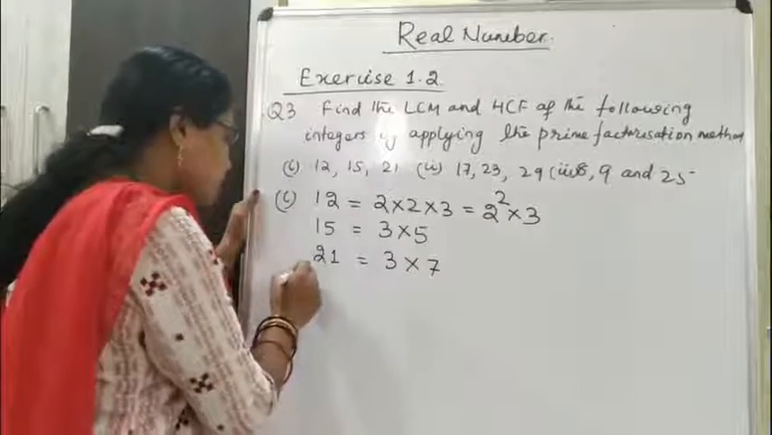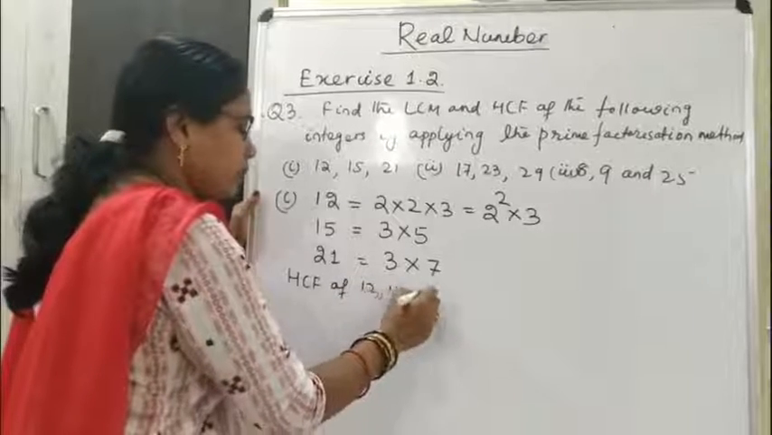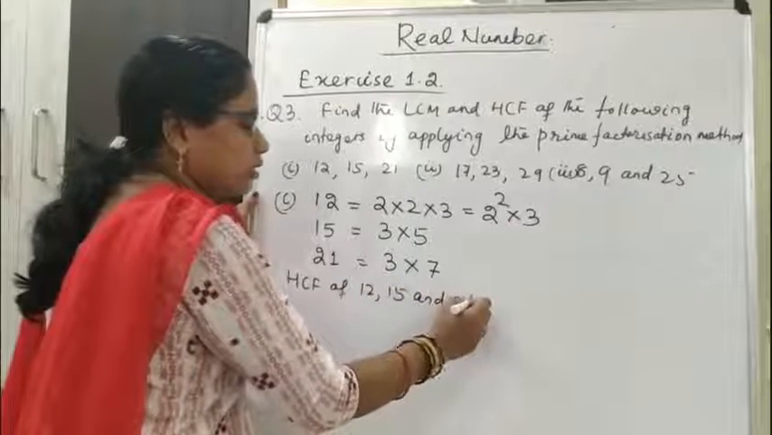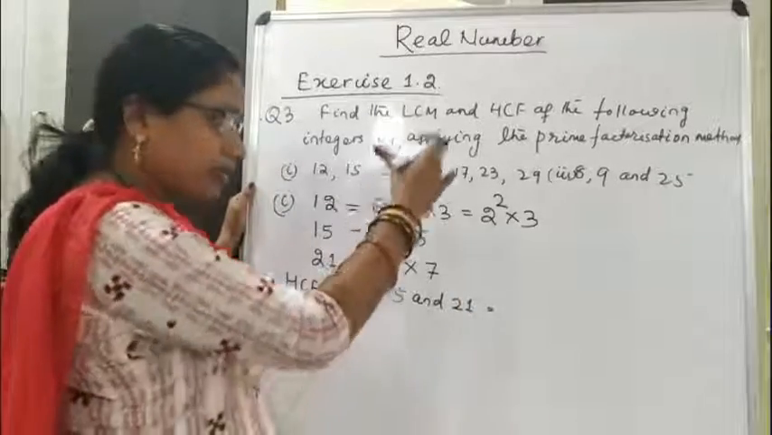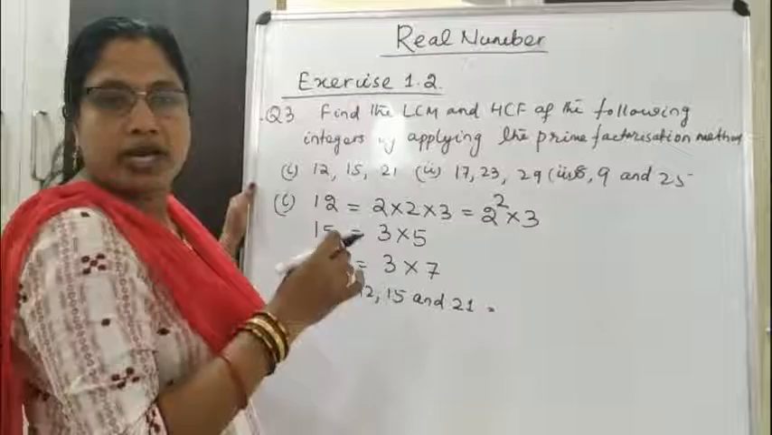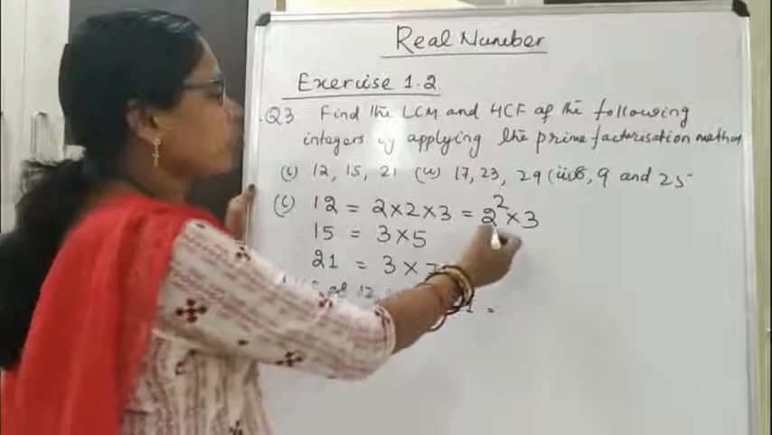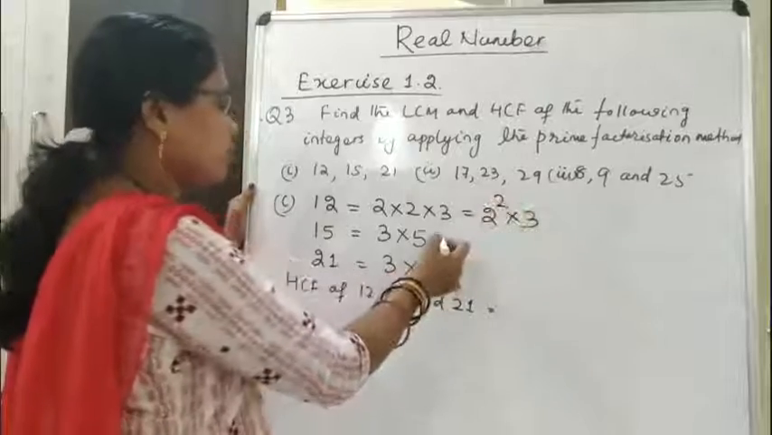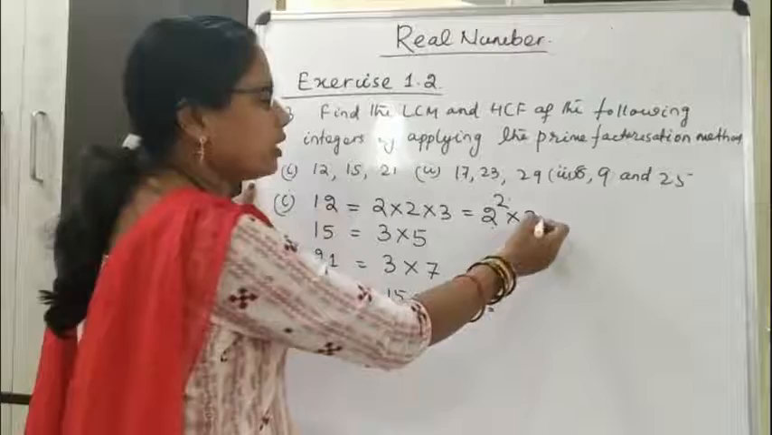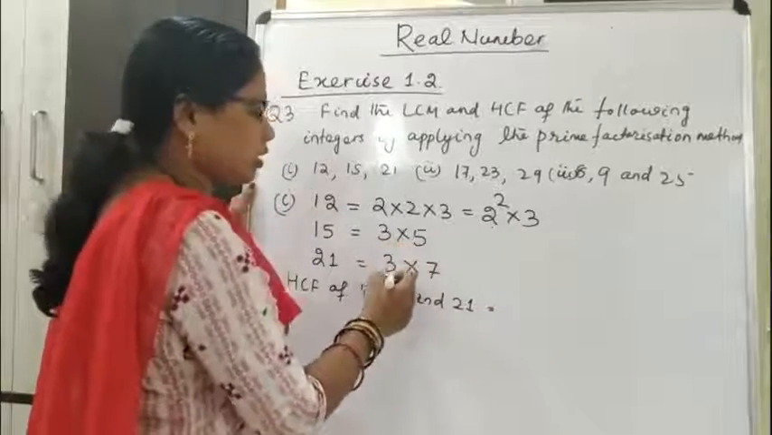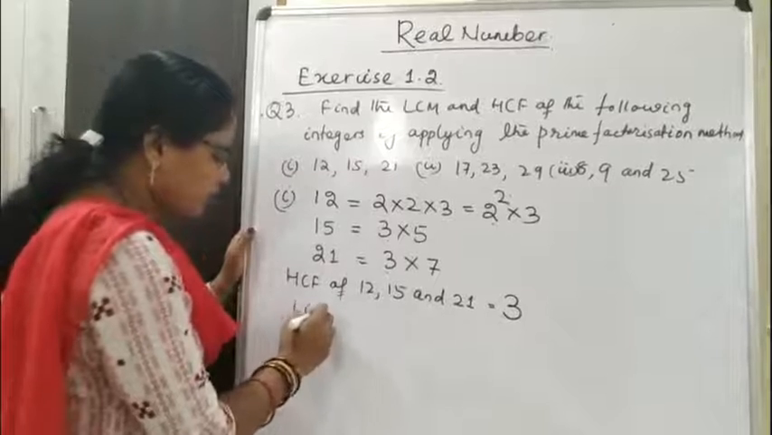So what is the HCF of 12, 15 and 21? For the HCF we have to take the common factors with the lowest degree. 2 to the power 2 is here, but there is no 2 in 15 and 21. But 3 is present here, here also and here also. So the HCF is 3.